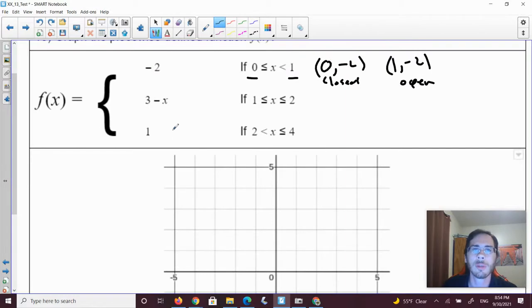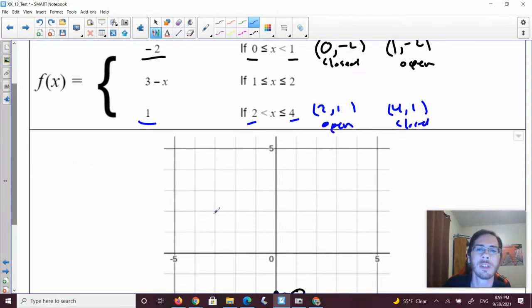The bottom equation, I'm going to skip to that one just because it's another constant. It's just another number out here. So this time the number that we've got is 1. So using both of the x's, 2, 1, 4, 1. 2, 1 is open, no little equal sign. 4, 1 is closed, little equal sign. So we'll put those in. So 2, 1, and then 4, 1. All right, so far so good.